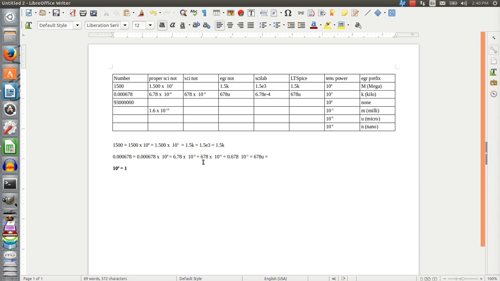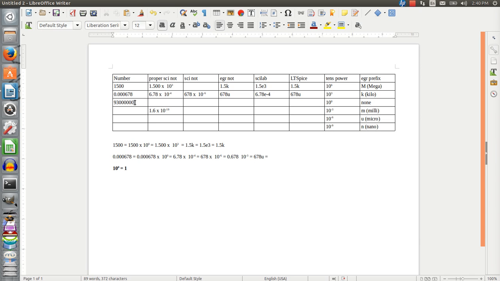I could have used any of these with it. I don't have to have it in proper scientific notation to enter it in the Scilab. And in LT Spice, not sure if it recognizes micro. I have to check that out, but that's how you would enter it. And these two numbers are pretty straightforward, easy to use. You could enter them in on a calculator. You don't have to do all this.